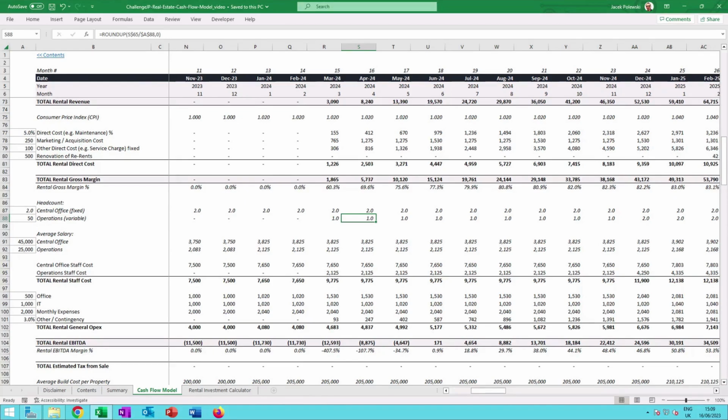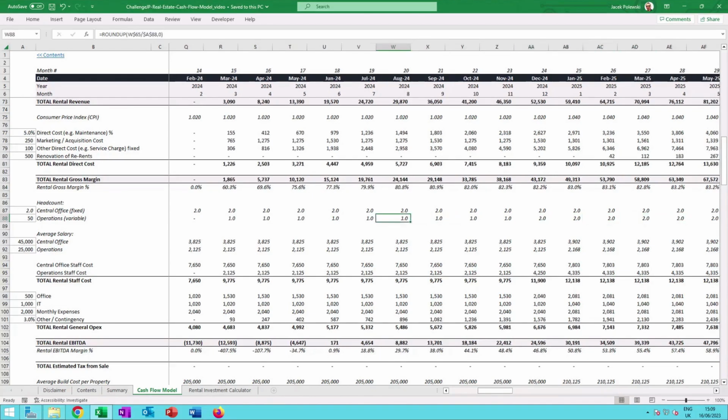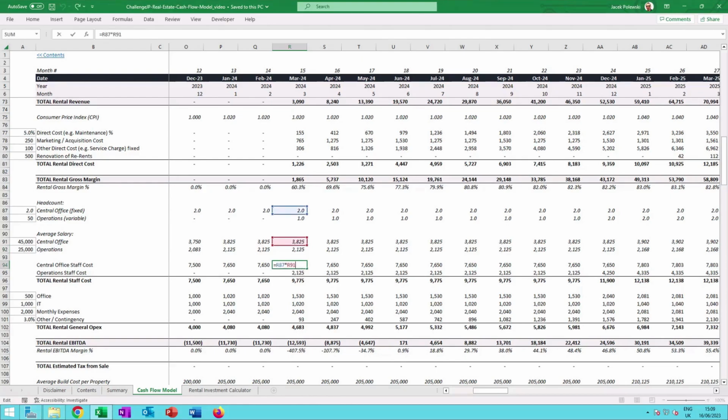And in here, the way that the model works is that for every X properties, so for example, in our case, for every 50 properties, it assumes that you have to increase your number of employees by 1. Okay, so that number here is more variable, it's driven by the number of properties. Then I also have some assumptions around the average salaries, which are increasing with inflation over time. And that then leads us to the calculation of the staff cost. So that's the number of, for example, your headcount in central office times your average salary. That gives you your staff cost for the central office.